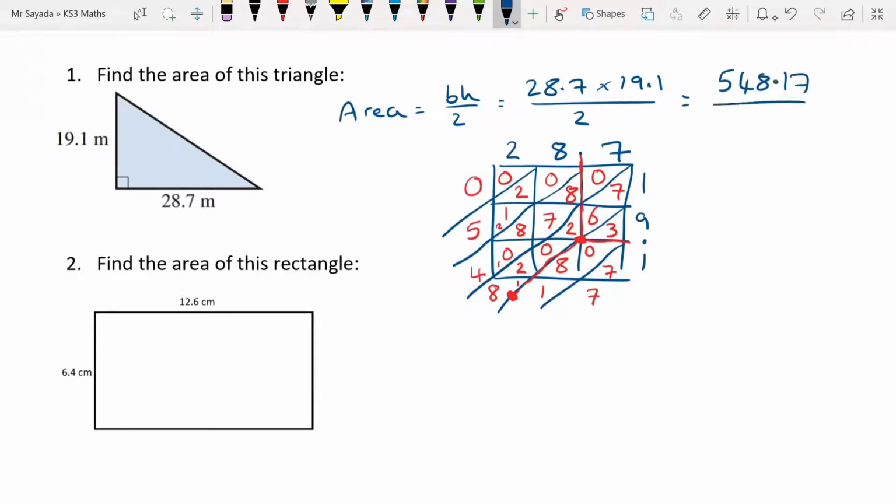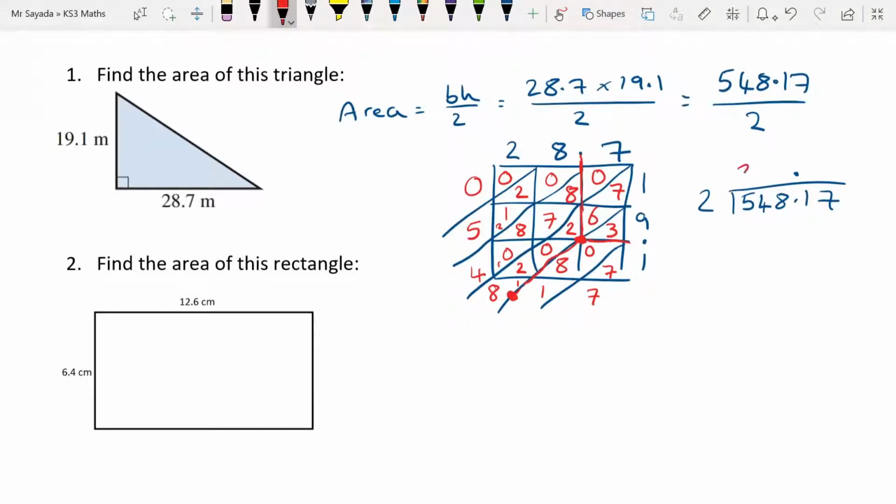548.17 divided by 2. Now I need to do bus stop method. So the number on the top goes in the bus stop. So 2 into 548.17. Remember to put the decimal point. Please do that yourself. Pause the video to do it. Press play once you're ready. So let's check that you got it right.